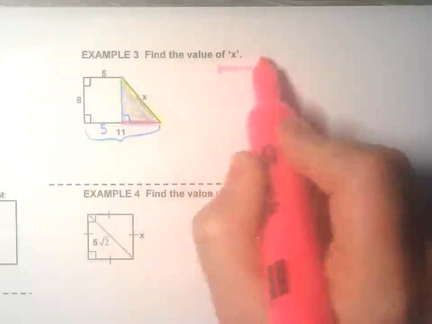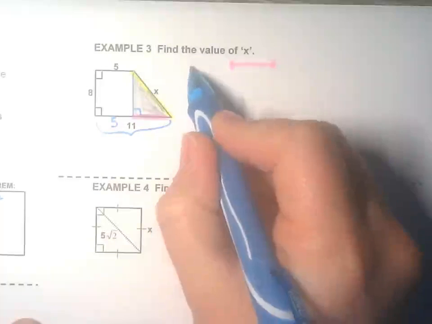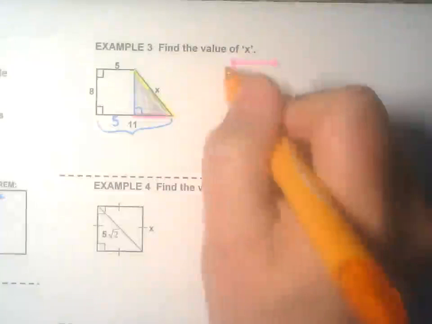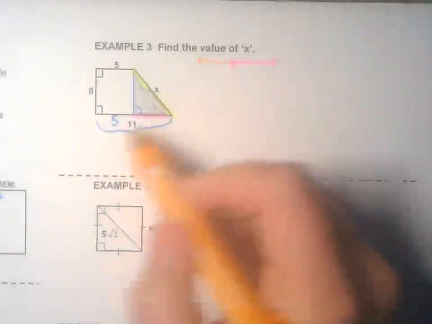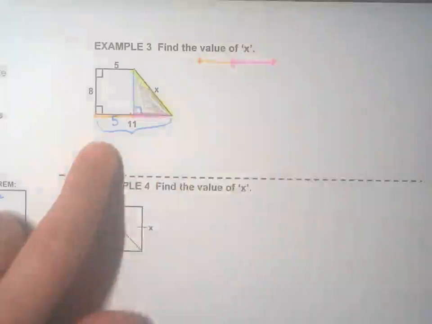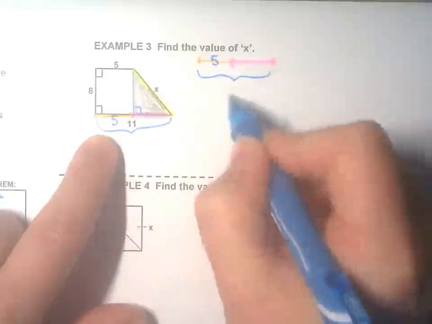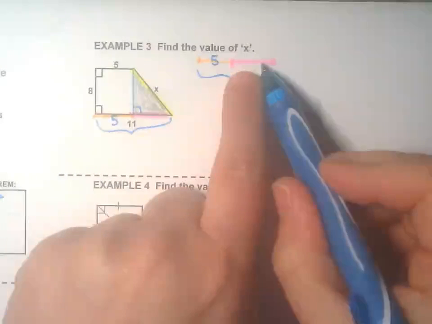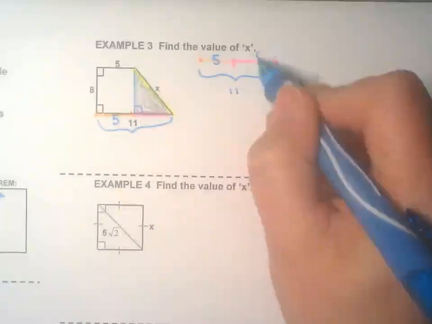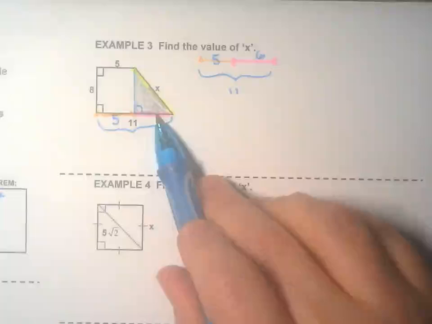So for the pink part, it's whatever the whole part. Hopefully you can see this. Okay, so this part right here is 5. I'm just transferring. This is this. This part right here is 5. This whole thing right there is 11. So what number do I need here to add 5 to give me 11? Okay, 6. Because 5 plus 6 equals 11. So I know this part right here is 6.